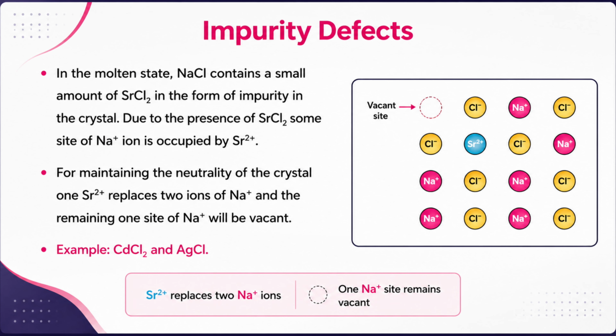Now move on to the last defect, which is impurity defect. We can see here that in the molten state, sodium chloride contains a small amount of strontium chloride in the form of impurity in the crystal. Due to the presence of SrCl2, some sites of Na+ ions are occupied by Sr2+ ions. For maintaining the neutrality of the crystal, one Sr2+ replaces 2 Na+ ions, and the remaining one site of sodium will be vacant.